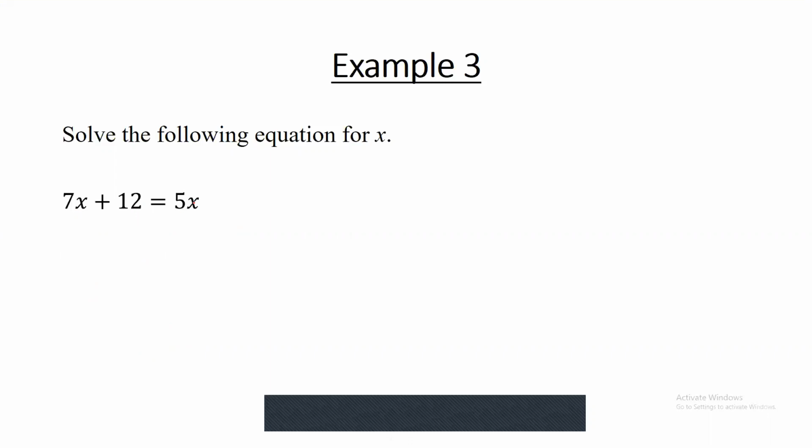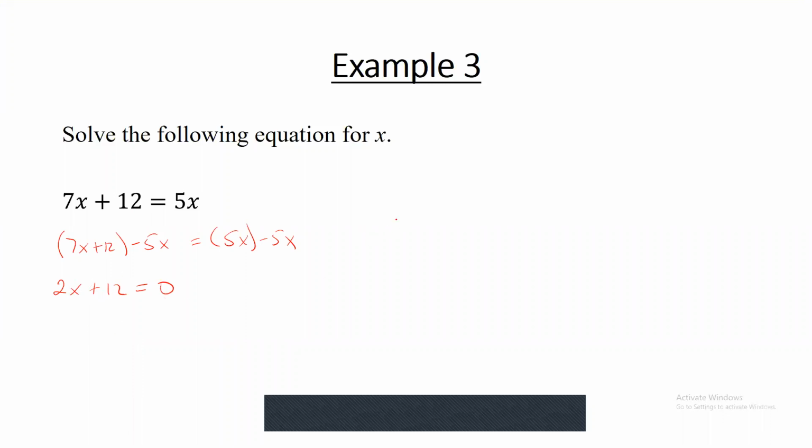Choice one is we could get rid of the 5x that's on the right side, which would mean that we subtract 5x from both sides, right? We could say 7x plus 12 minus 5x equals 5x minus 5x. We could subtract the 5x from both sides. 7x minus 5x is 2x plus 12. 5x minus 5x is 0, so we have 2x plus 12 equals 0. And this is just like examples 1 and 2. We could solve the equation from here.